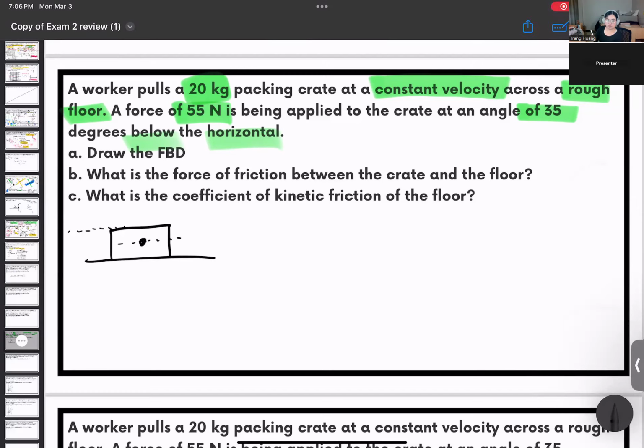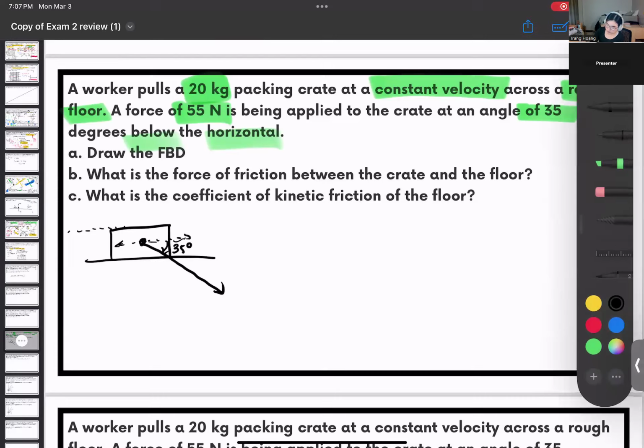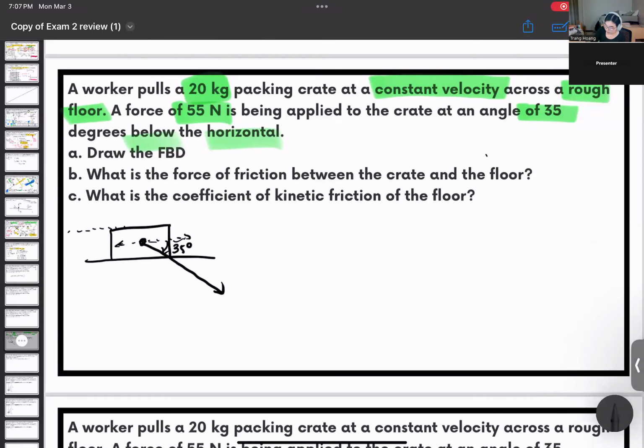Angle of 35 degrees below the horizontal means that you're going from this horizontal fake line to 35 degrees below it, okay? So this is 35 degrees right here, and this is the force you're pushing at, 55 newtons. I'm saying pushing because I don't know why you'd be pulling. Maybe there's a reason to the madness, but I don't really understand what's happening. So I'm gonna clarify this in a free body diagram for part A, which is kind of what's happening, right?